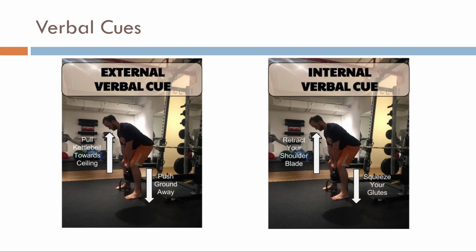So you're providing inputs to the client, but they are now turning their focus to the external environment, so the kettlebell or the ground. Whereas on the right side, you're looking at these internal verbal cues. Communication's the same. Outcomes are probably the same. The movement is the same, but instead of having the client focus on the external environment, you're having the client focus on the internal environment. And as we'll talk about, there are different advantages and disadvantages to directing your client's focus to external versus internal.